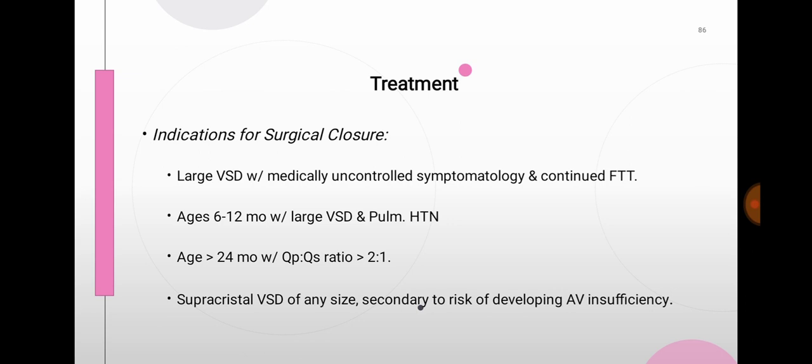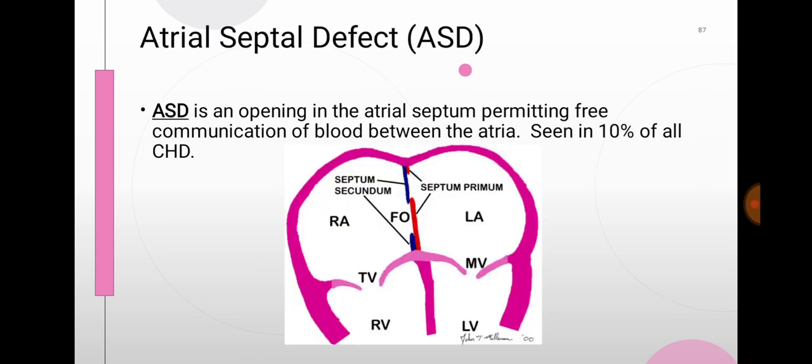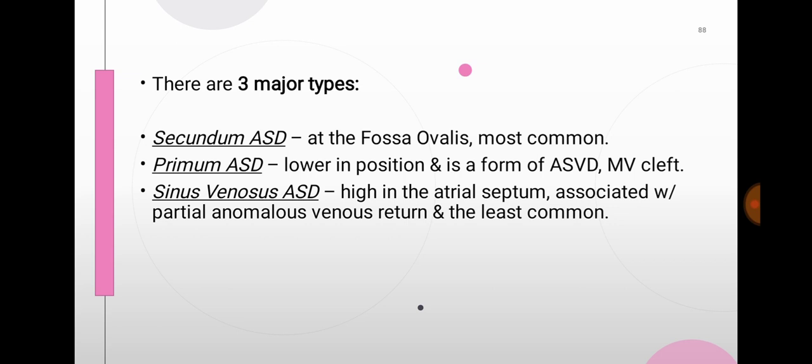Next is your ASD. This is another common acyanotic defect, but this is the more benign CHD. It's an opening between your right atrium and your left atrium via your patent foramen ovale. This accounts for around 10% of your CHDs. There are three major types of ASD: your secundum, your primum, and your sinus venosus ASD, wherein your secundum ASD is the most common.